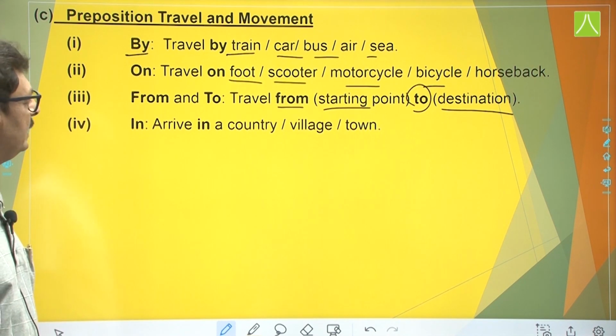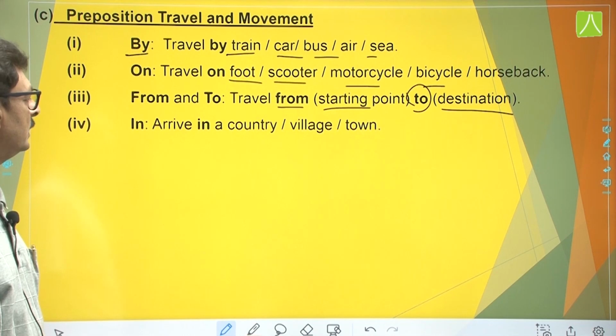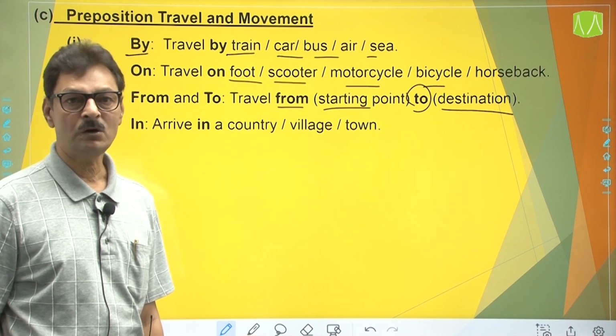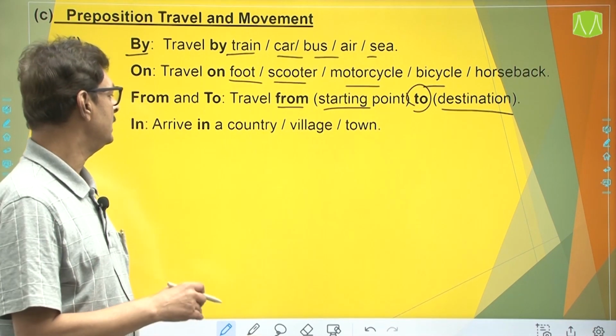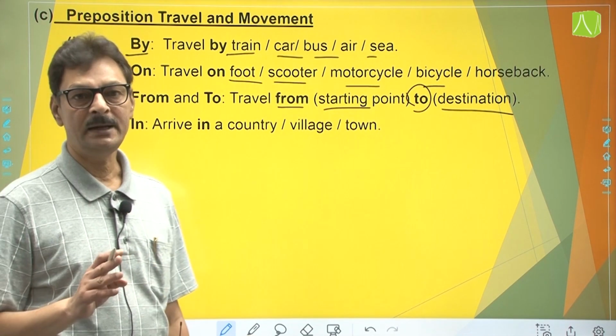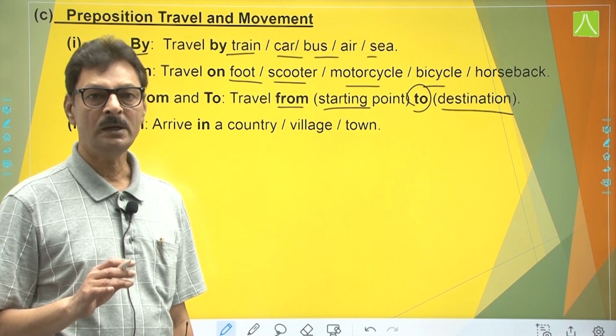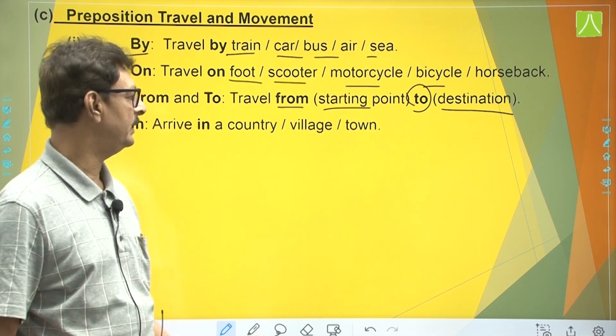In, arrive in a country, village or town. तो in we use for country, village or town. है ना, याद रखना है. He was born in India. He was born in Kota, in India.